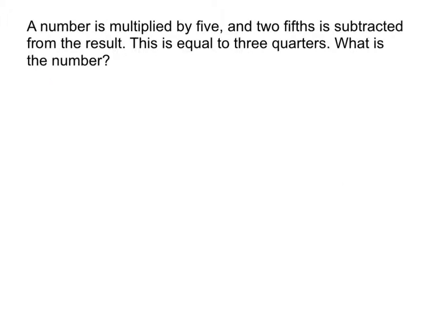Next question we have. A number is multiplied by 5, so I'm going to call this number x. A number multiplied by 5 will be 5x. And 2/5 is subtracted from this result, so we take away 2/5. And this is equal to 3/4. What is the number? So we have to solve this for x. So what I'm going to do is add 2/5 to both sides.